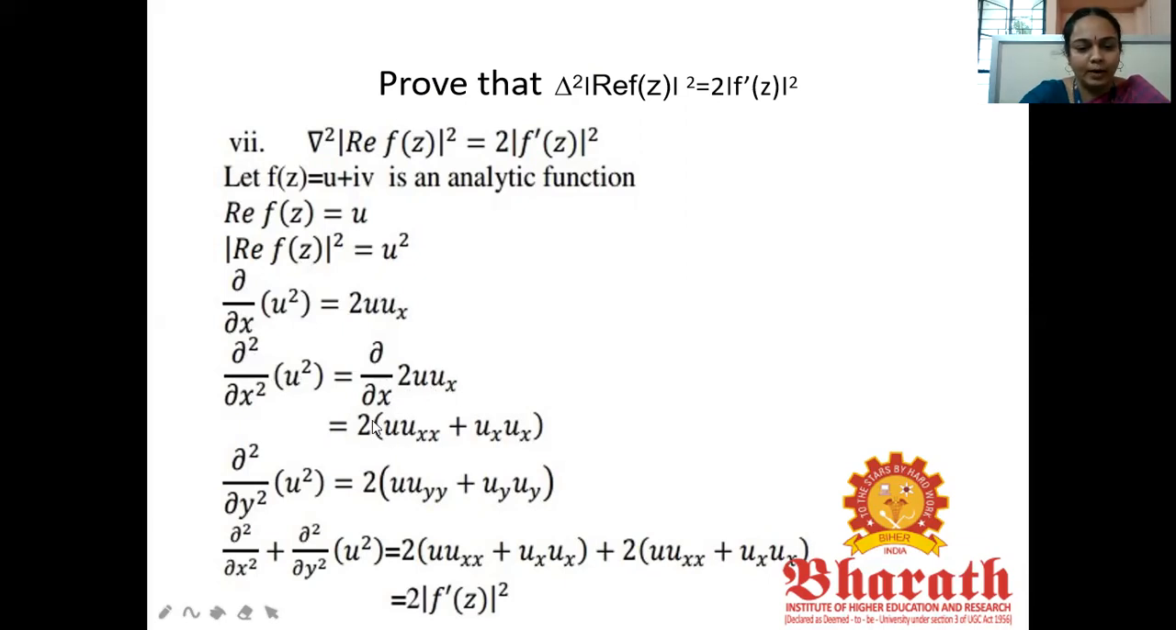That means using the product rule, 2 of u uxx plus ux into ux, by using the product rule. Similarly here, dou square by dou y square of u square equal to 2 of u uyy plus uy into uy. Left hand side with left hand side, right hand side with right hand side has to be added. Left hand side is dou square by dou x square plus dou square by dou y square of u square equal to 2 of u uxx plus ux square plus 2 of u uyy plus uy square, that is 2 into modulus of f dash of z the whole square. Hence proved.